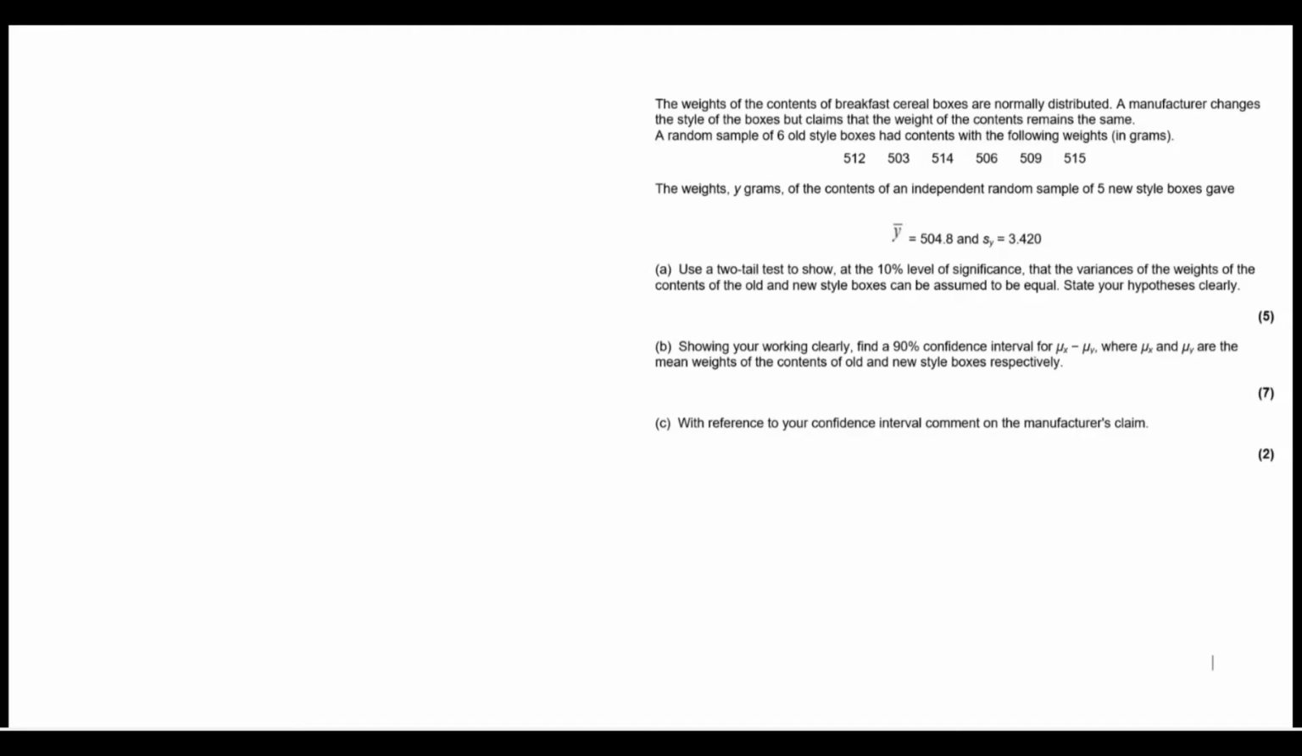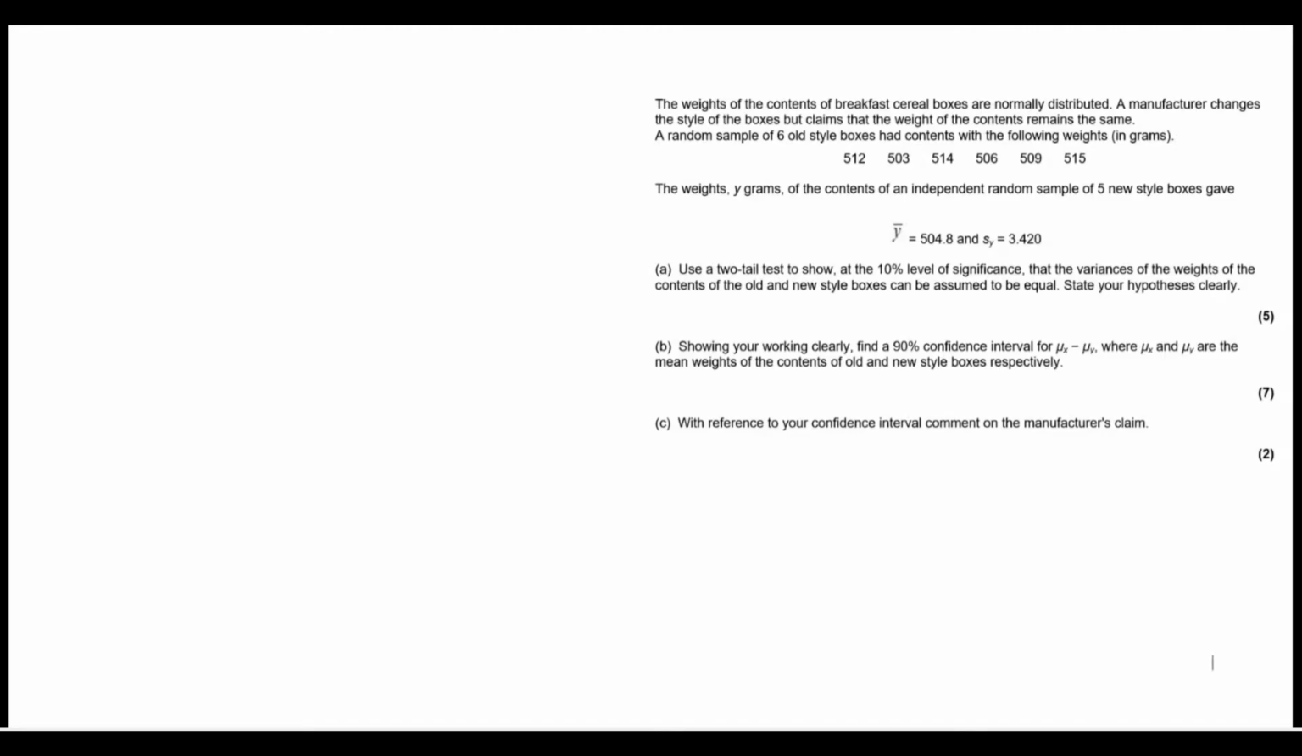So here we're testing whether the variances are going to be the same. So we're going to do an F distribution test. But before we can do that, I'm going to need to get some summary statistics. I need to know the sample variance for both the old boxes and the new boxes. So let's actually start to get some of that data together.